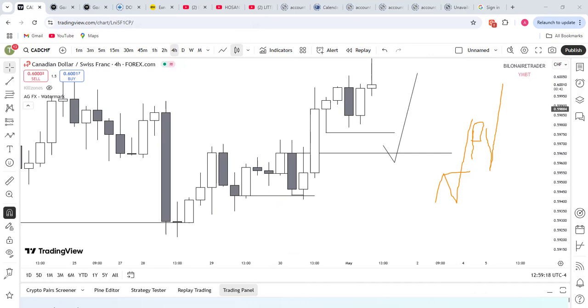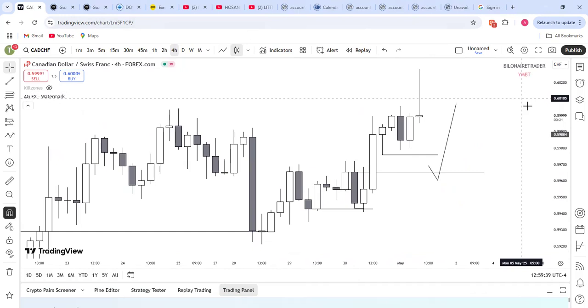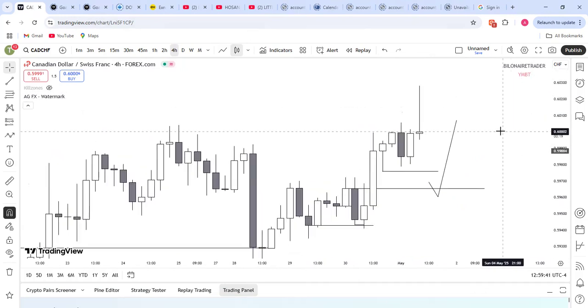That's exactly what we have in this area. That's what we have here. So that's it. I believe this is clear now. So that is just a quick one on my view on GBP CAD.